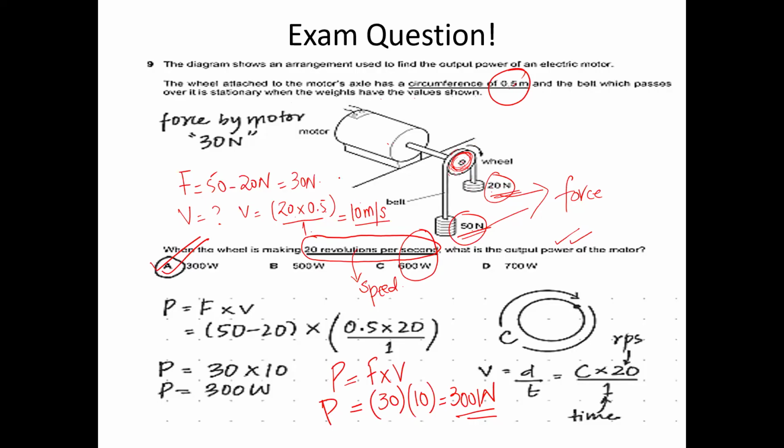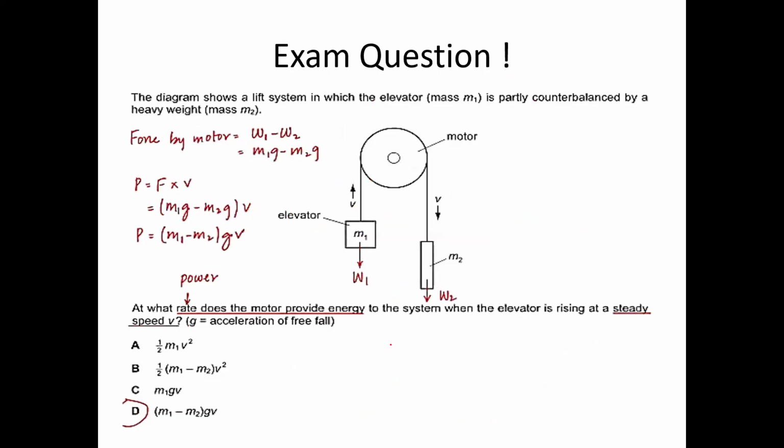So multiplying the speed with the force will give us power. So the output power of the motor is equal to force into velocity. Is this done? Yes, sir. Okay, so moving onwards, there is another question.